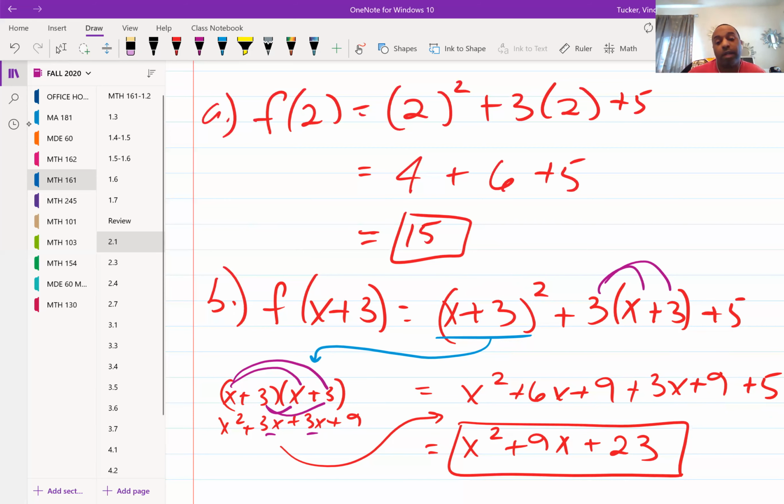After you've fully expanded your expression, you combine your like terms to simplify it. 6x and 3x will give you 9x. 9 plus 9 plus 5 will give you 23.